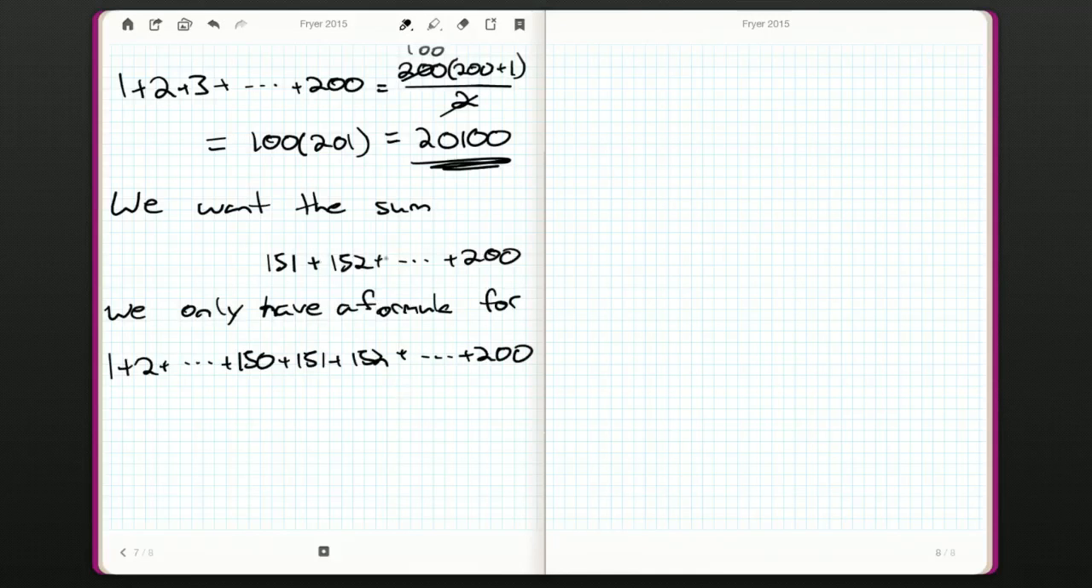We want this sum, but we don't have a formula that works for this sum. We have something that works for this. In fact, we used it to calculate the 20,100 in the previous part. So it's too much. If we could just figure out this sum and get rid of this chunk, we'd have exactly what we want.